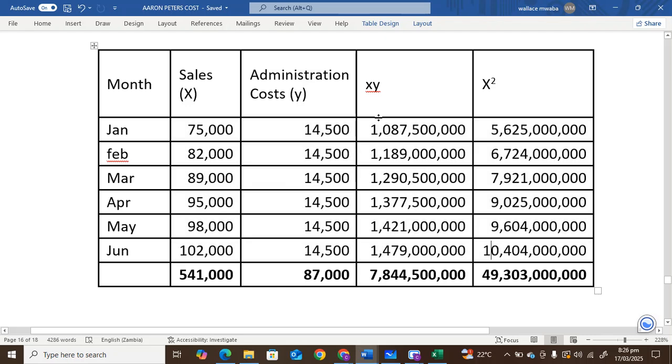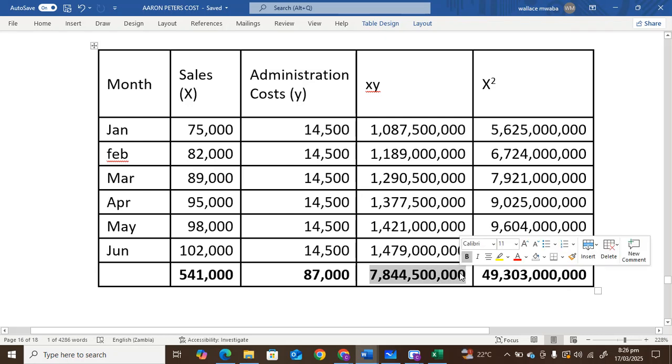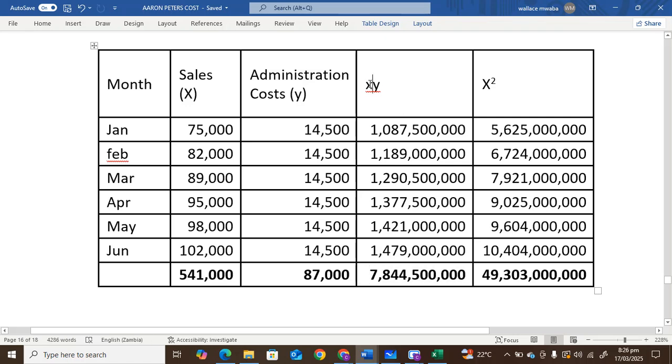Okay, so after you've multiplied your x element and your y element, you get the total. So these figures here, you add them. It's just that reading out these figures is a lot of work, that's why I'll just be referring to them. These are big numbers, but these figures you add, you get the total. The total we got was 7,844,500,000. That's the total for the XY column.